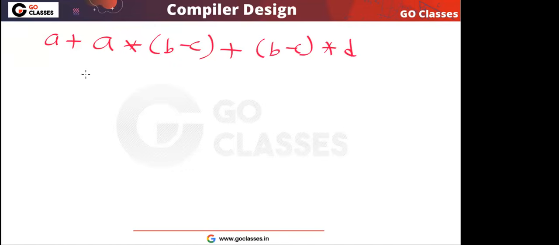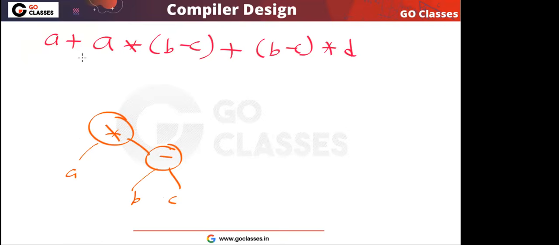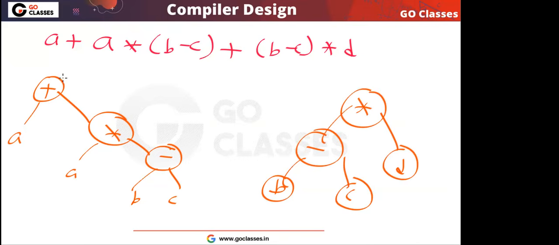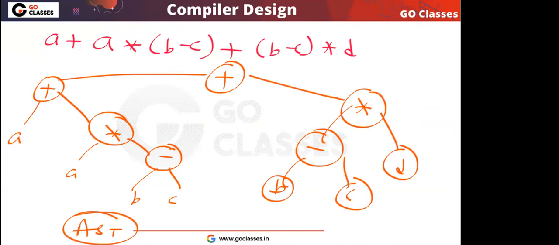So for example, you have a plus. First you take b, c, and then you do b minus c. So this b minus c is done. Then you multiply this with a. Then you add this to a. Then you create b, c, b minus c, and with d you multiply. Then you add this to this. This is how you create the abstract syntax tree for this. Is this clear to everyone?